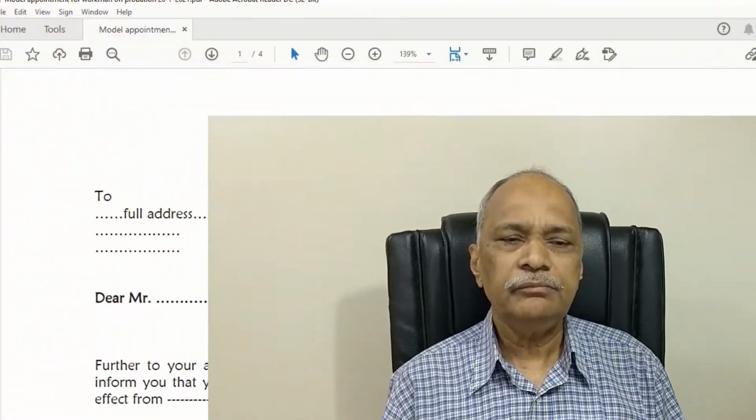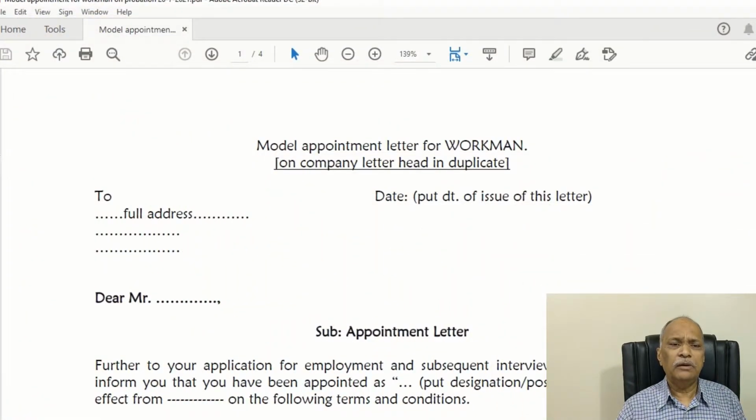So, let's go to the model appointment letter. We can call it an ideal appointment letter also. But initially, I am giving you the legal and model appointment letter for the workman because that is the major part in the organization, and all the labor laws are applicable to the workman category. So let's go to the appointment letter, and it's an important point. This appointment letter has to be on company letterhead, that too in duplicate, because I will explain it to you in detail.